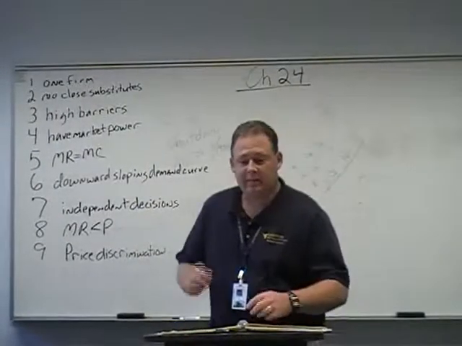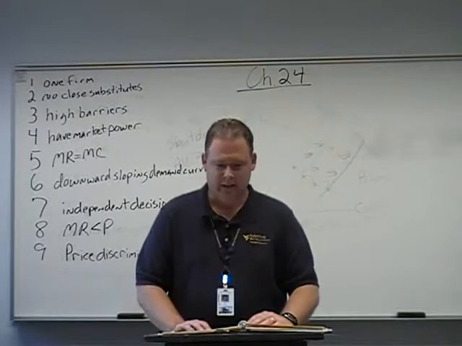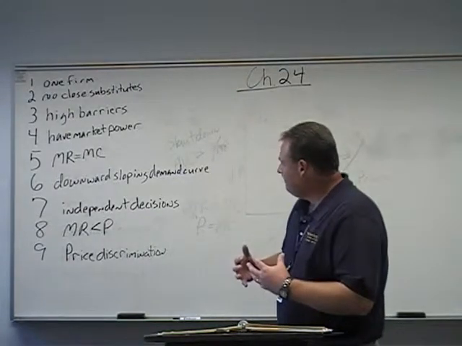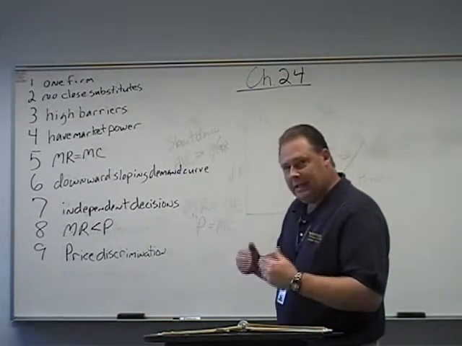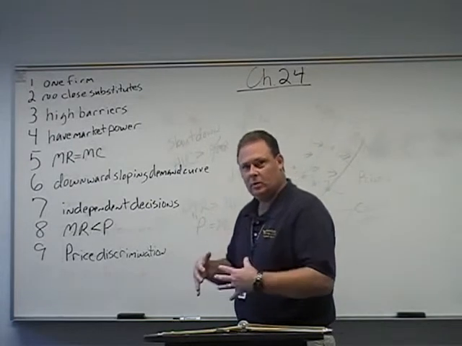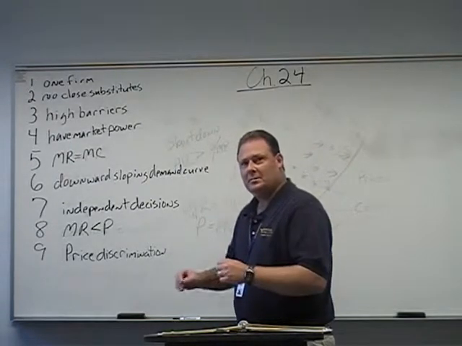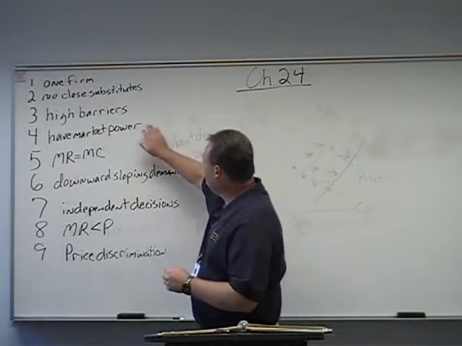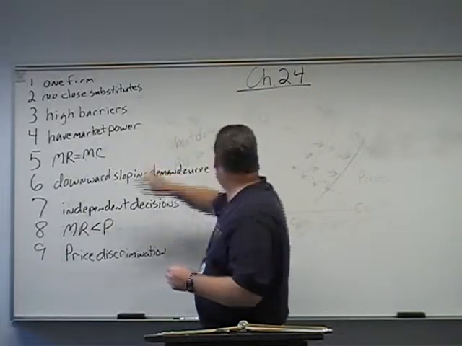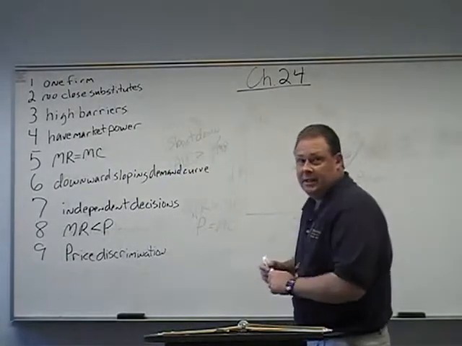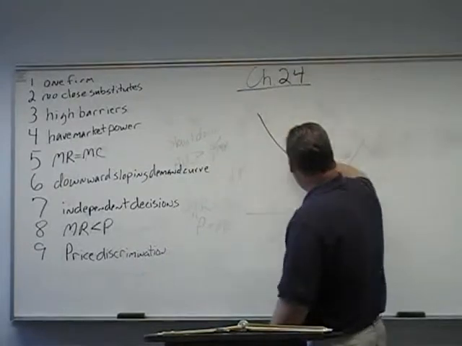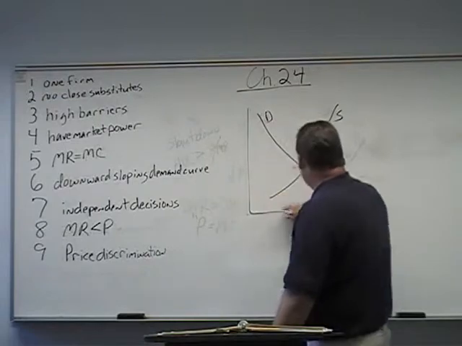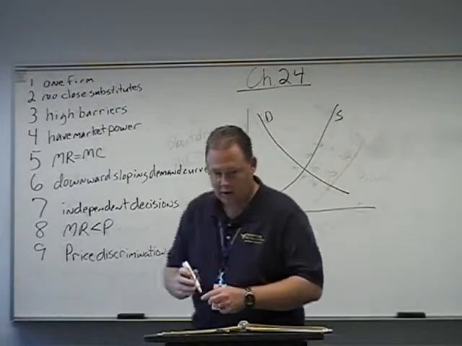Okay, chapter 24 is about monopoly. Monopoly will have the most market power that we will see. Remember, market power is the ability to alter market prices by altering your supply. They have market power. The reason for that is that they're the entire curve. The entire supply curve is represented by what the monopoly produces. So they do have market power.